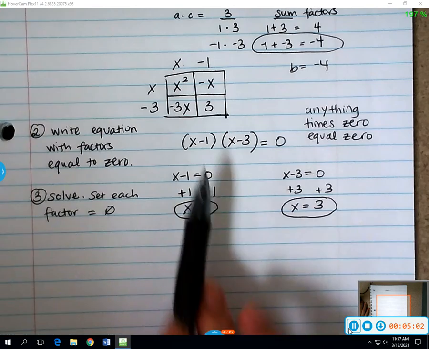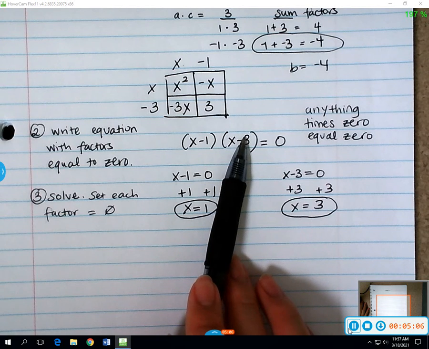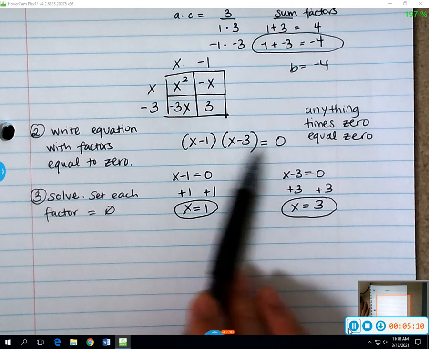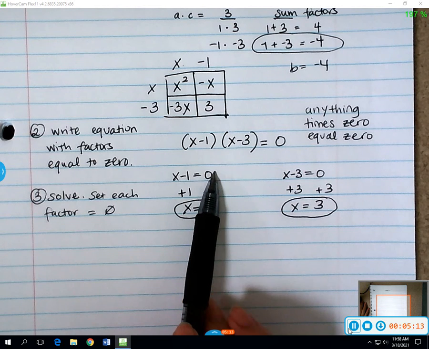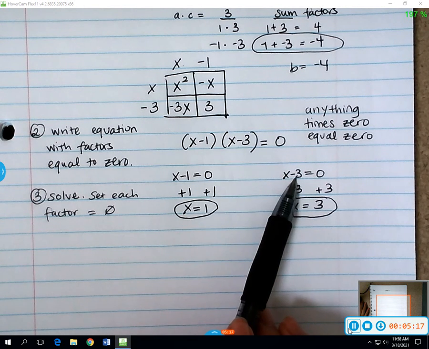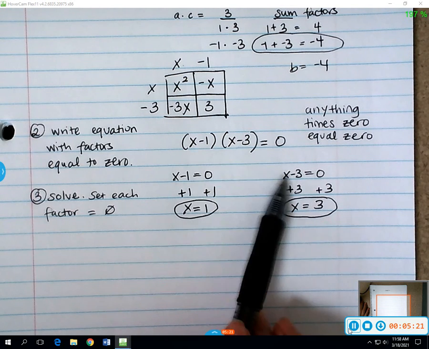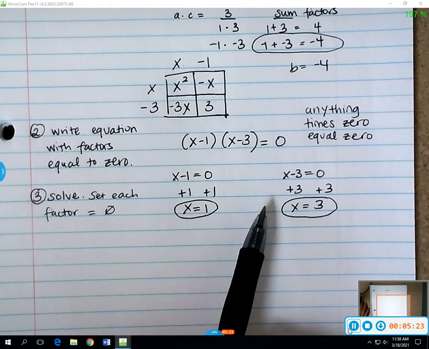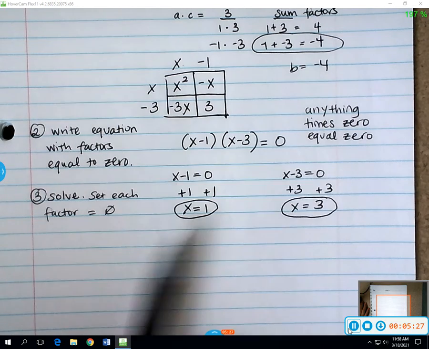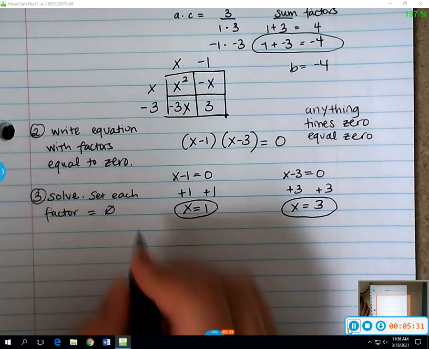And so when we have an equation like this, where we have two things being multiplied by each other, and it equals 0, then we can assume that x minus 1 could equal 0, or x minus 3 could equal 0. That is the reason why we set each of these to 0 and we can solve for x, because we know that anything times 0 is going to equal 0. So we just set each of these equal to 0, and these are our two solutions.